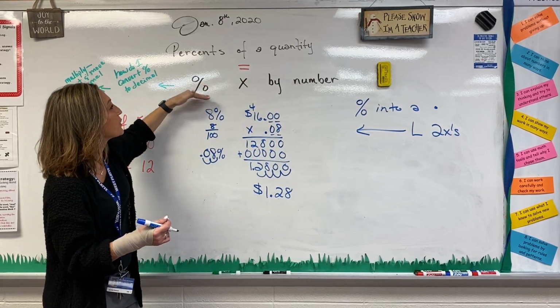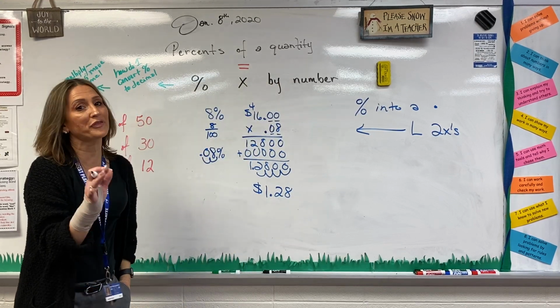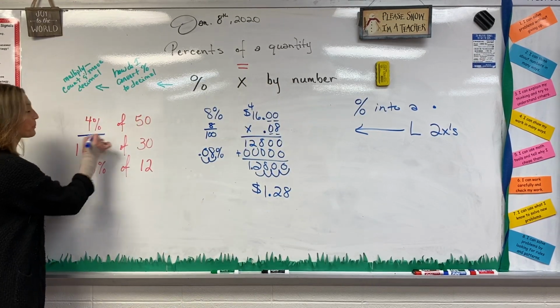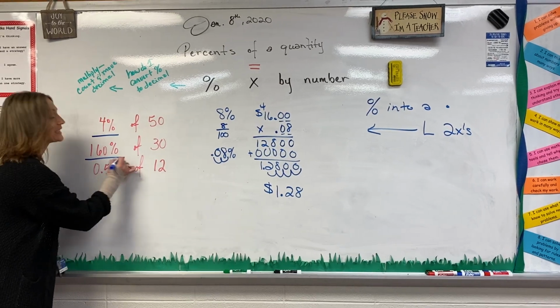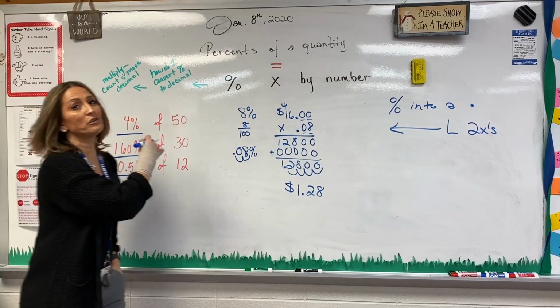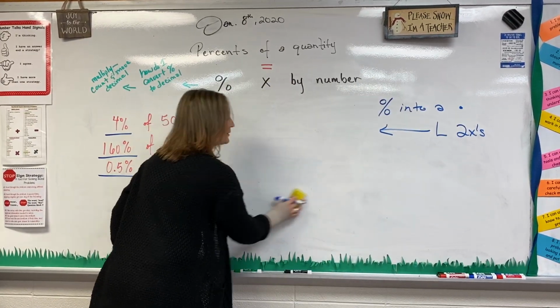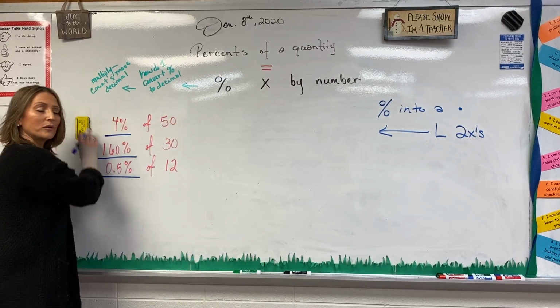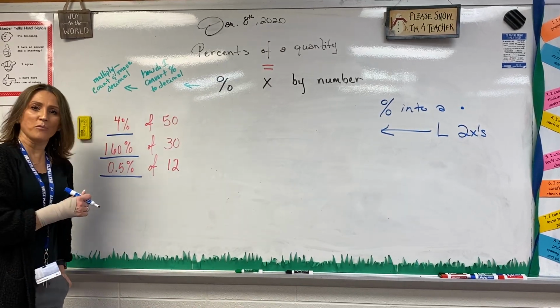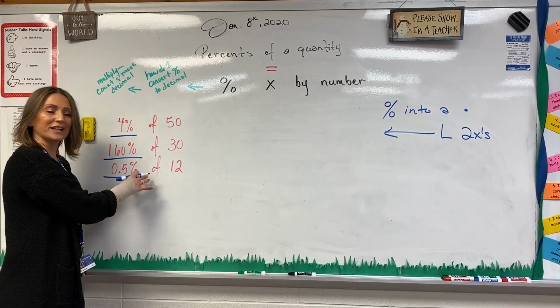the same thing as percents multiplied by a number. And it doesn't matter what the number looks like. Here's 4%. Here's 160%. Here is 0.5%. Now you look at that and you're probably saying to yourself, 160%? That isn't going to work. Well, it most certainly can. You can have more than 100 of something, more than 100%. We did these in class today.